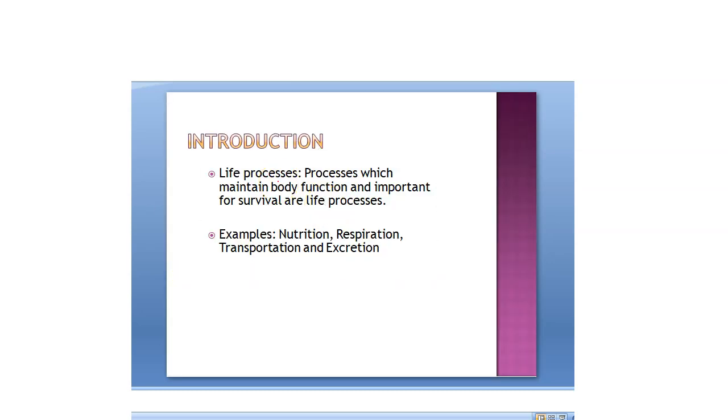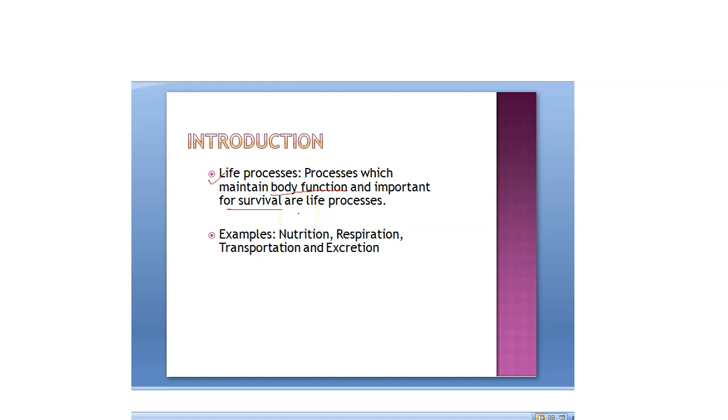So first of all, the question is what you all understand by life processes. What is life process? The answer to this question is very simple. Processes that are essential in the body, that go on and are essential for living, that maintain life, can be defined as life processes. In this slide, it is mentioned that processes which maintain body function and are important for survival are life processes. The similar thing.